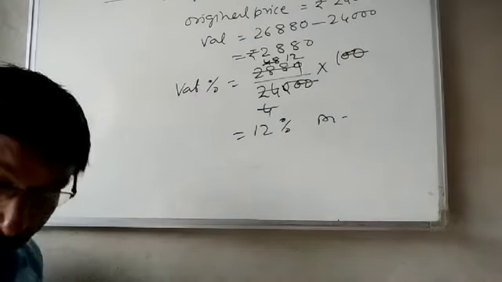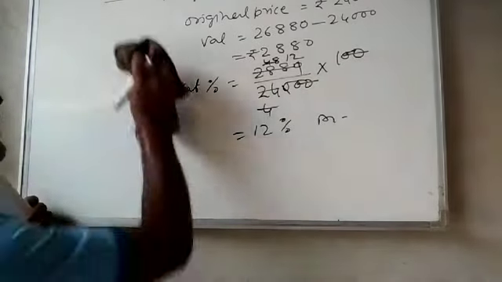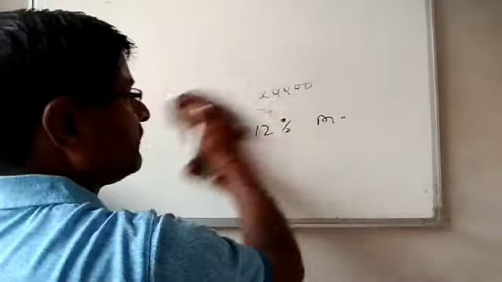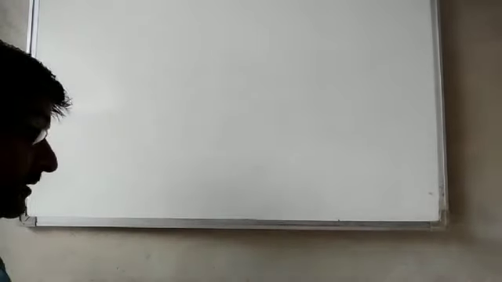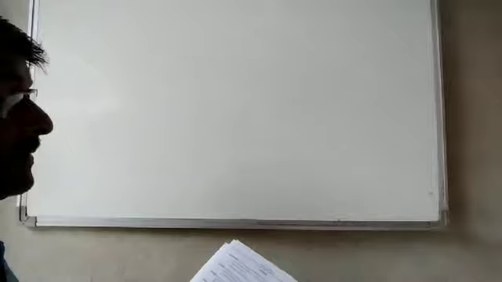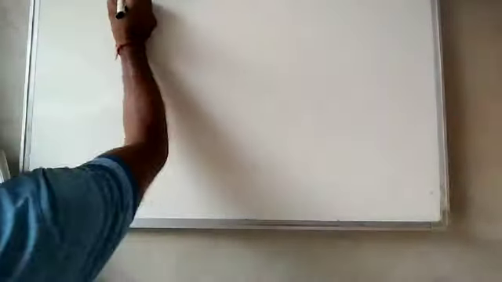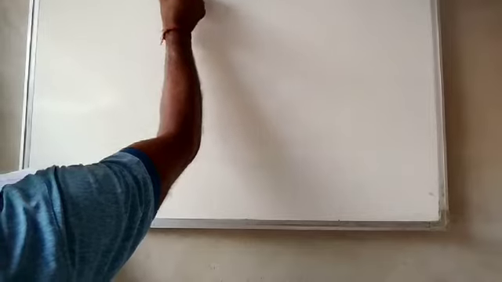So there are three types of questions. One question is based on discount from the previous exercise. These three types of questions are in exercise 10C. Name of the topic is successive discount.